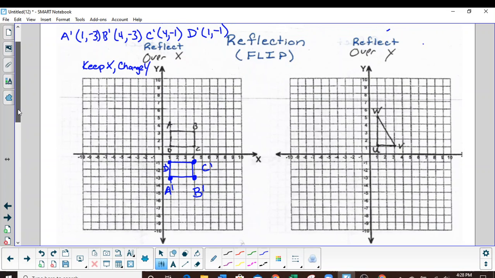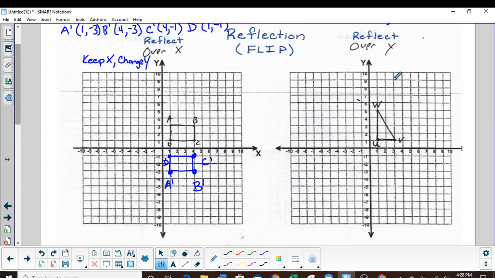The next one, we're reflecting that triangle over y. So go ahead and write your rule. If we're going over y, that means we're going to keep y and change x, but let's write it in the form of x first. So that means we're going to change the x and keep the y.